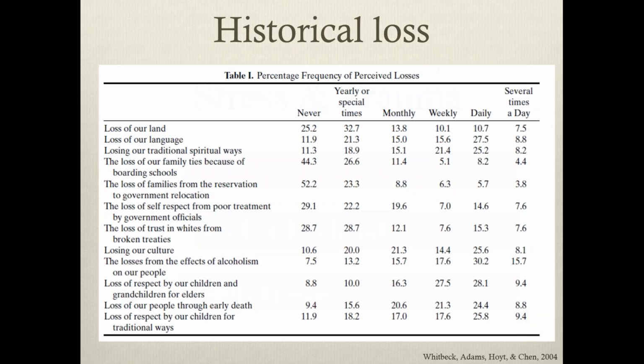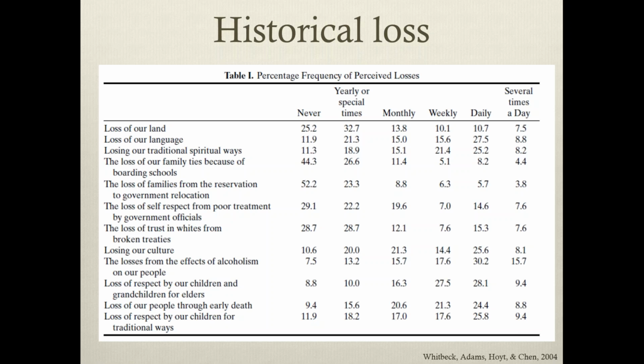So for historical trauma, when we're looking again at the literature, Dr. Whitbeck and colleagues created a measure called historical loss. And I just wanted you to get an idea of what some of those items would be. When someone completes this measure, they're asked, how often do you think about the loss of your land, your language, your spiritual ways, loss of your family ties to boarding school, loss of trusted whites from broken treaties? And all of these components were created through a community-based project.